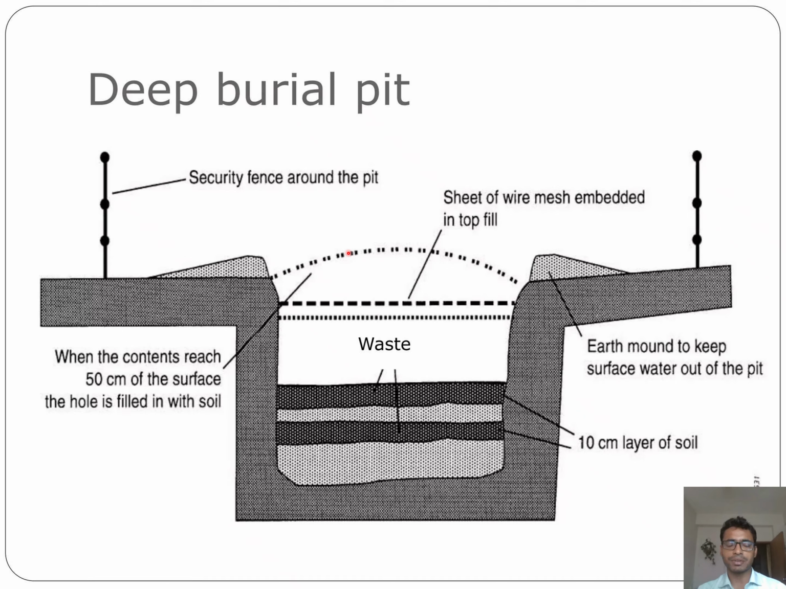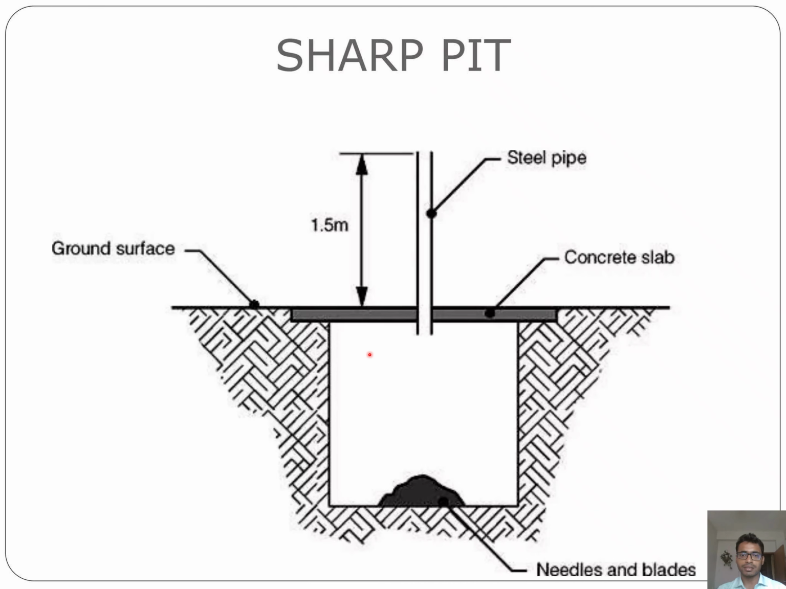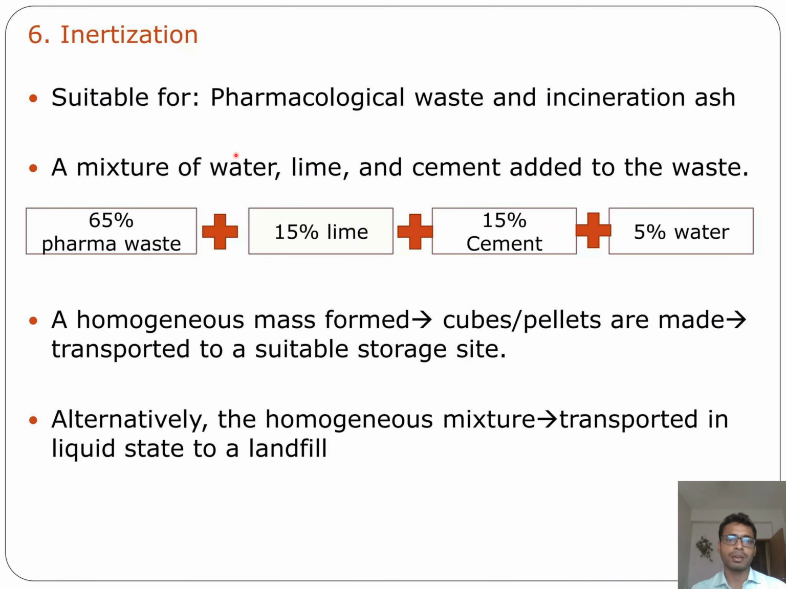This is the deep burial pit. You can see how openly this has been kept. So waste has been kept here, and this is open. But in the case of sharps pits, you can see here this is cemented or sealed, and here is a steel pipe of 4 centimeter through which you apply your waste. You can see the waste is kept this way. So this is the basic difference between the sharps pit and the burial pit.